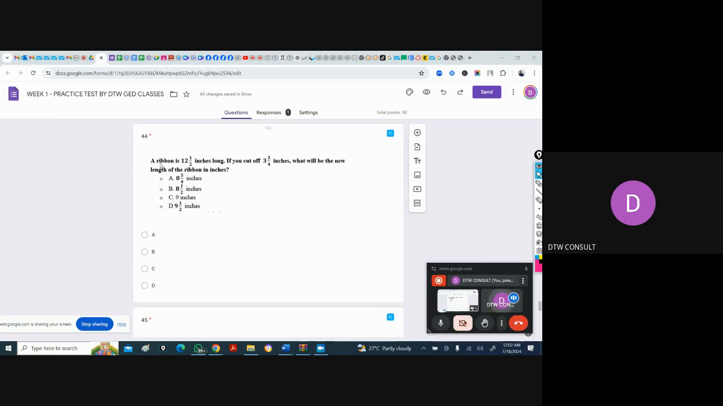So let's look at 44. It says here, a ribbon is 12 inches long. If you cut off 3¾ inches, what will be the new length of the ribbon in inches? So what do we do here?